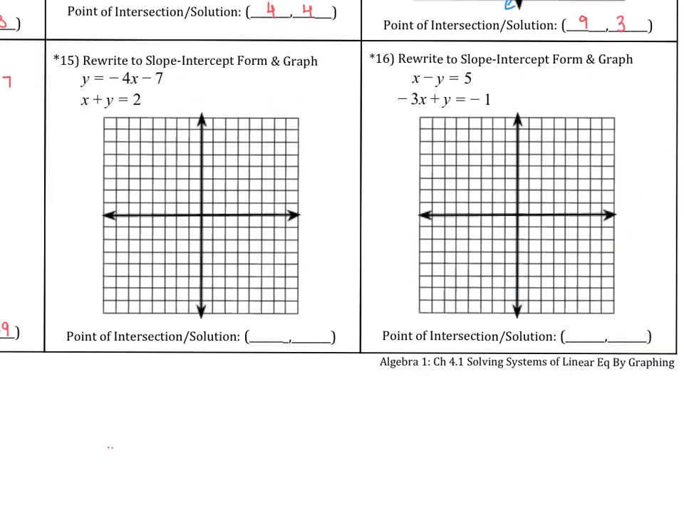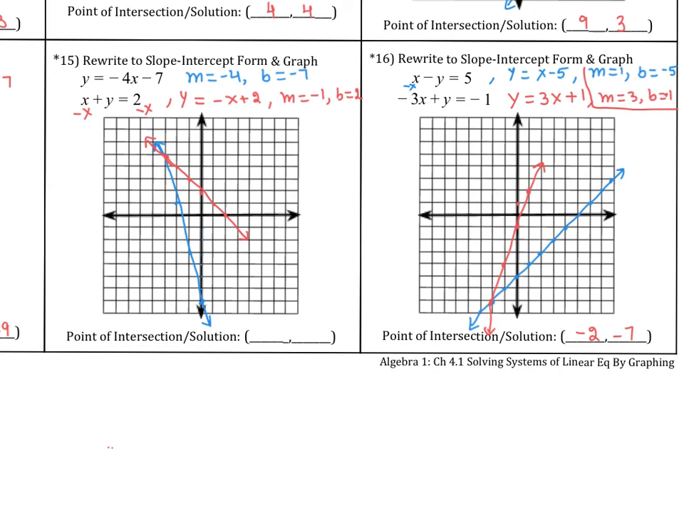For number 15, you have to rewrite the equation into slope-intercept form first and then graph. For number 15, the slope is negative 4 and the y-intercept is negative 7. So from negative 7, go up 4 over 1 onto the negative side, because it's a falling line from left to right. For the second equation, you have to make it into slope-intercept form.